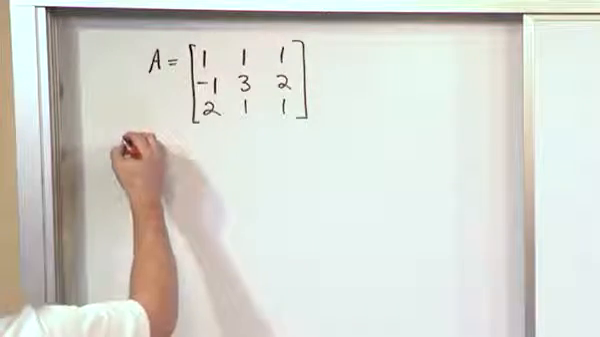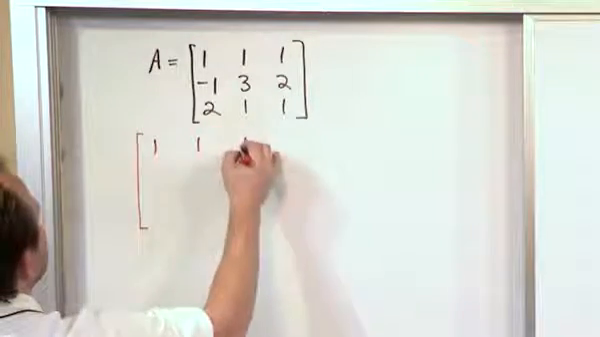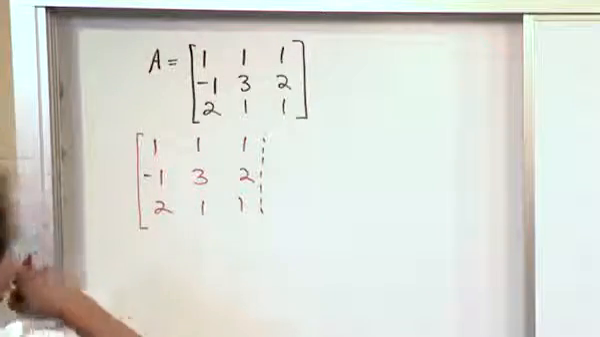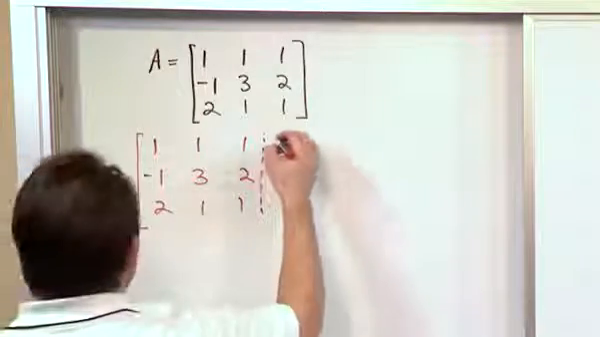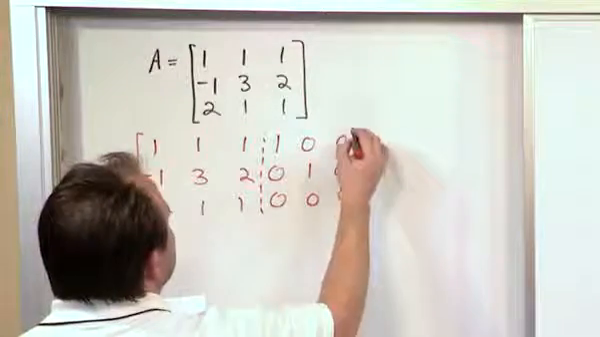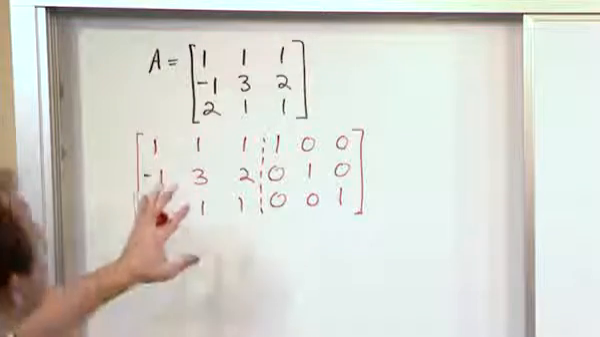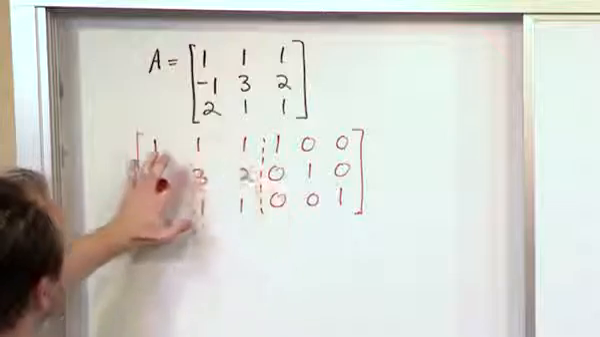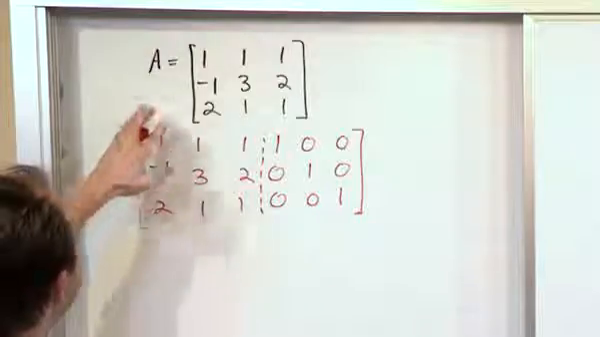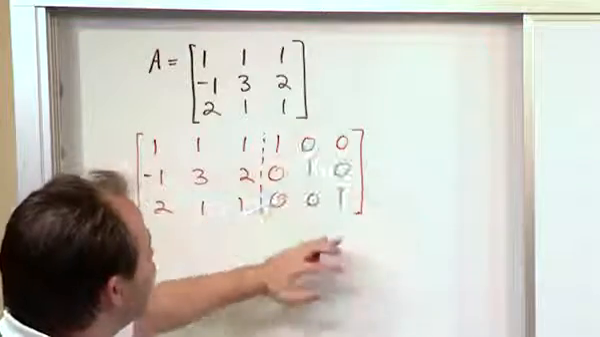And the way you do it is you set it up as follows. You set up an augmented matrix. You write the matrix that you're given on the left, 1, 1, 1, negative 1, 3, 2, 2, 1, 1. You put your dotted line here, all right? And then on the right-hand side, you put an identity matrix. So you're putting 1s along the diagonal and 0s everywhere else. Effectively, what you're trying to do is find the inverse such that when you multiply the inverse matrix times this one, you're getting this on the right. So we set up the augmented matrix with what we're given on the left and what we're trying to get to on the right.